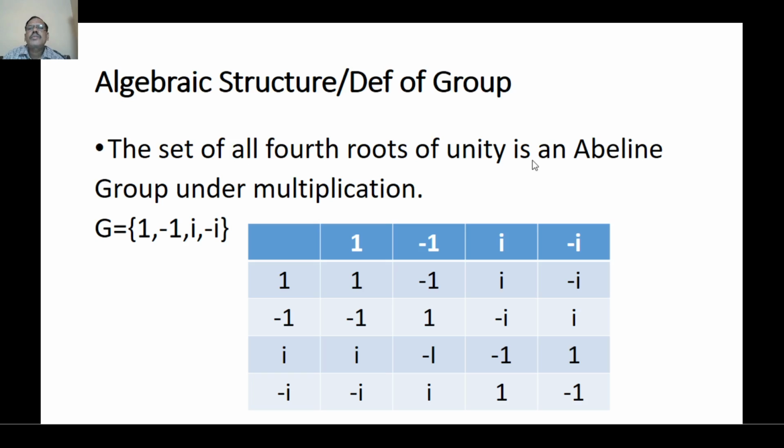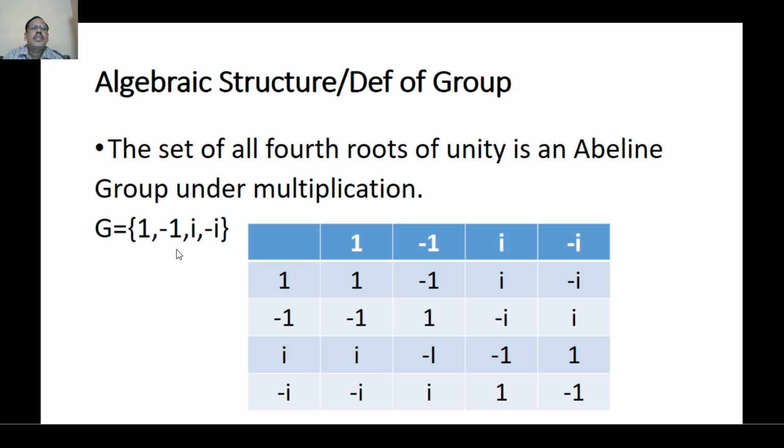The set of all fourth roots of unity is an abelian group under multiplication. Fourth roots of unity are the roots of the equation x to the power 4 minus 1 equal to 0. If you simplify, (x square minus 1)(x square plus 1) equal to 0, and solving those two equations we get 1, minus 1, i, minus i. If you put it in table form, here 1, minus 1, i, minus i, and their products I will write here in this table.